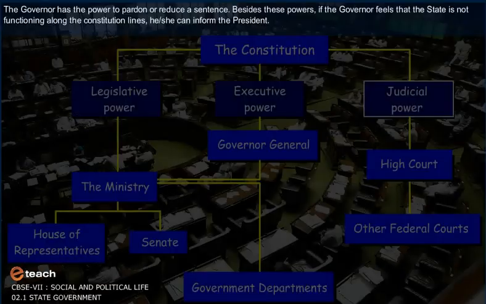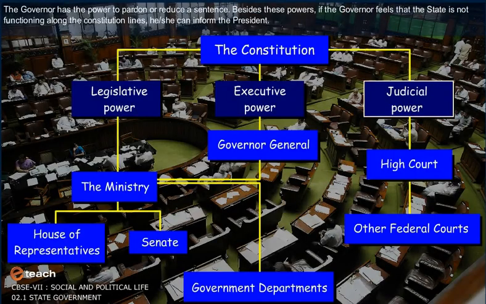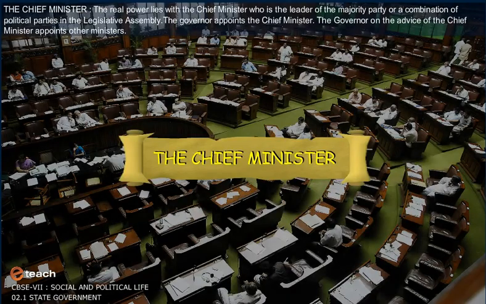Judicial powers. The Governor has the power to pardon or reduce a sentence. Besides these powers, if the Governor feels that the state is not functioning along constitutional lines, he or she can inform the President.